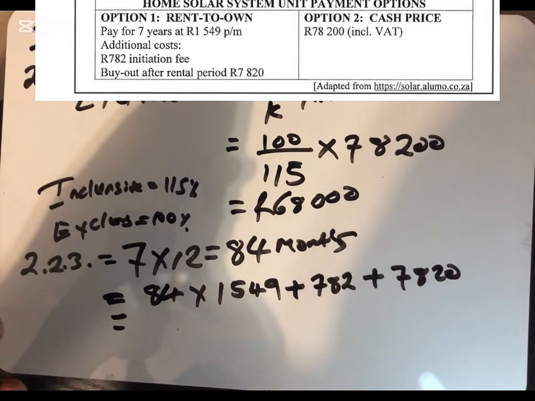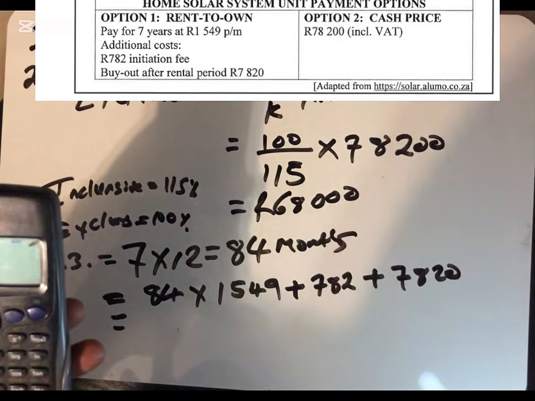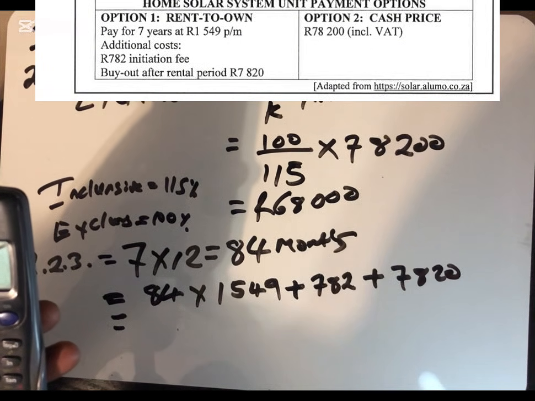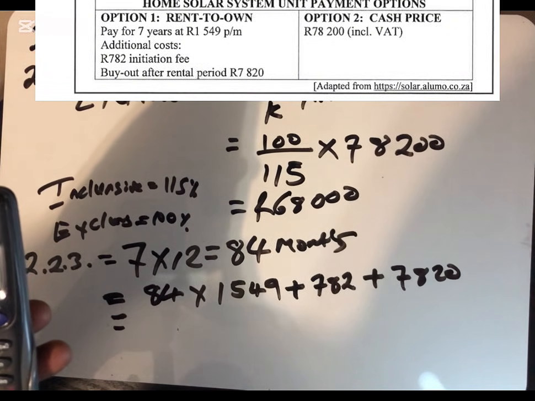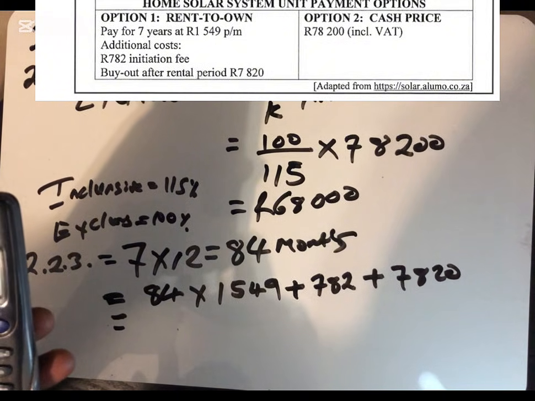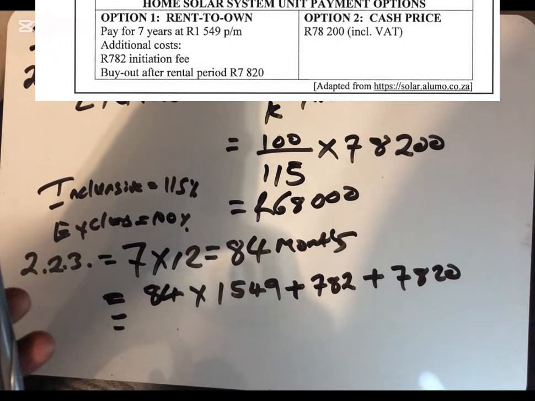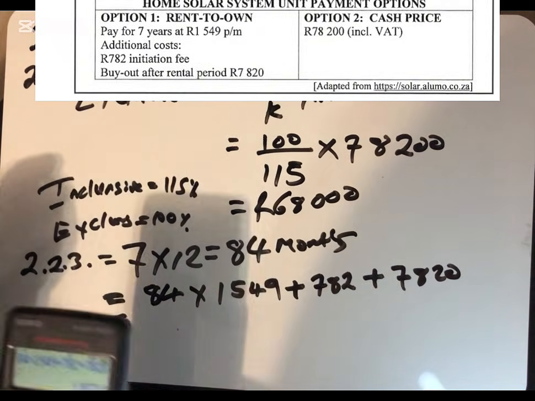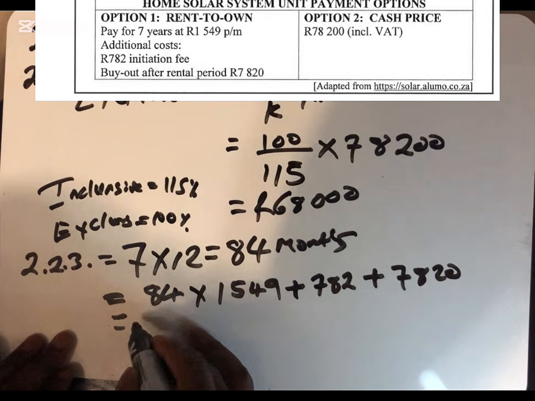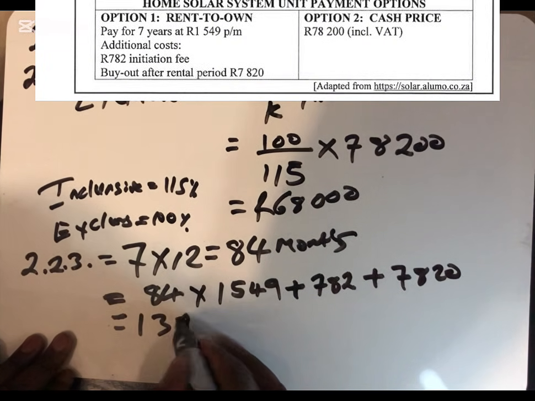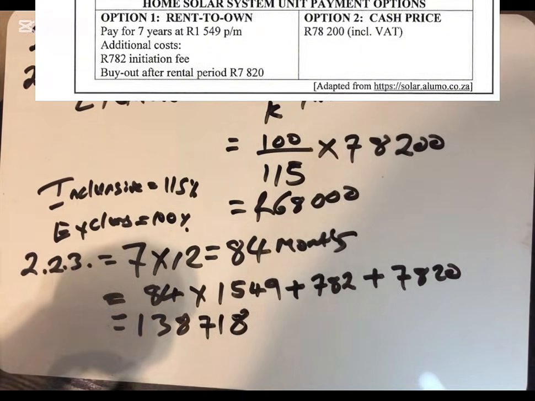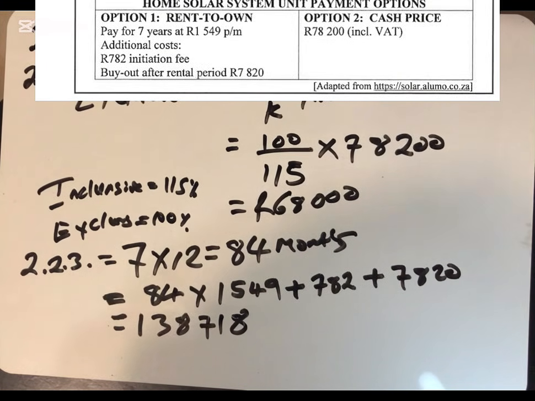Let's do the calculations. 84 months multiplied by 1,549 plus 782 plus 7,820. We see that this person at the end of 84 months, which is 7 years, will have paid 138,718. This is the amount of money that you will have paid after 7 years.